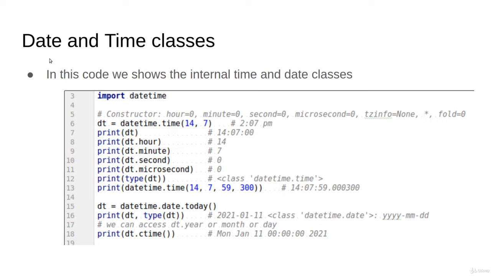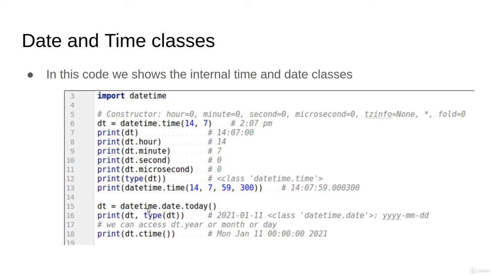Here are a couple of date and time classes. You need to import datetime and observe we have datetime.time and datetime.date. You can write something like datetime.time(14, 7). This would represent the hour 14 and minute 7. 14 is definitely the 2 p.m. hour. You can get this object and question some of the variables inside it, like .hour, .minute, .second, .microsecond. You can print the type definitely. You can make a bigger time, like 14:07 for 2 p.m. and 59 seconds and 300 milliseconds, and so on.